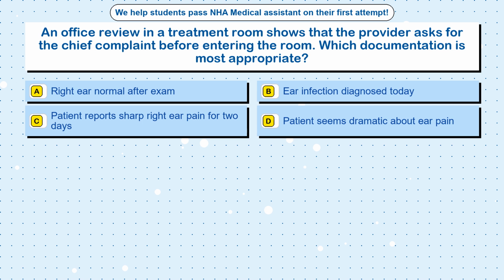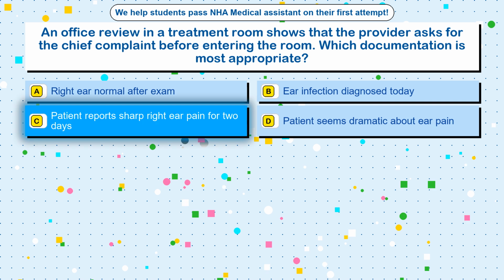Question 38. An office review in a treatment room shows that the provider asks for the chief complaint before entering the room. Which documentation is most appropriate? Option A, write your normal after exam. Option B, ear infection diagnosed today. Option C, patient reports sharp right ear pain for 2 days. Option D, patient seems dramatic about ear pain.